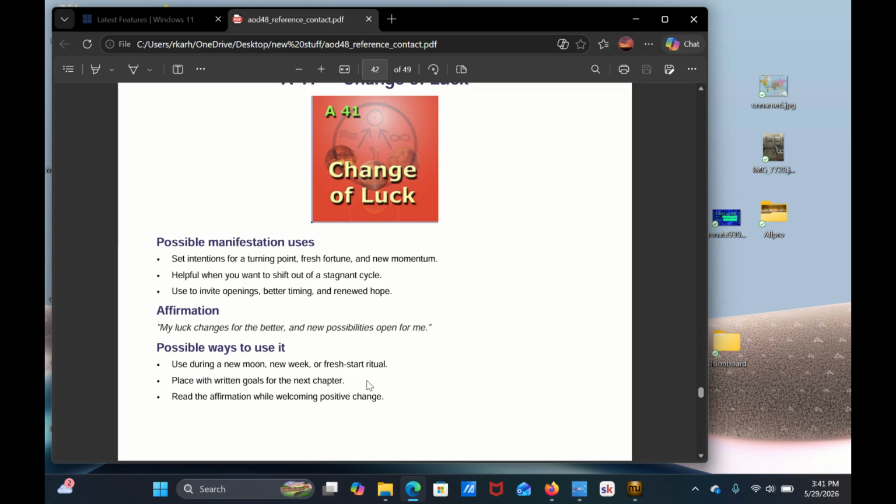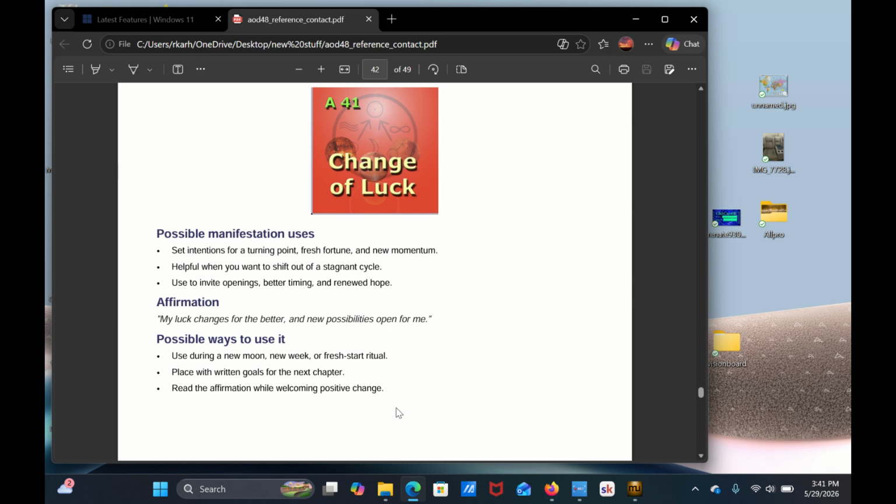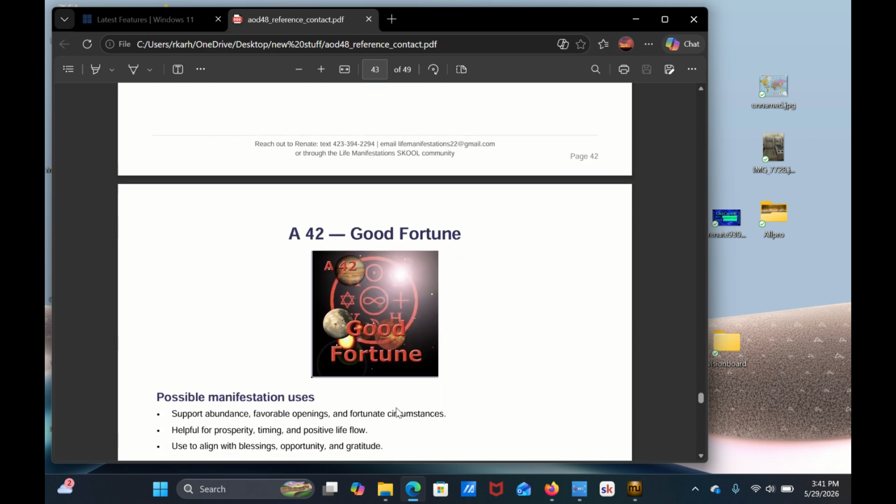Used during a new moon, new week, or fresh start ritual. Placed with written goals for the next chapter. Read the affirmation while welcoming positive change.